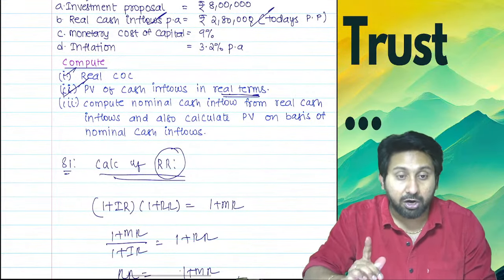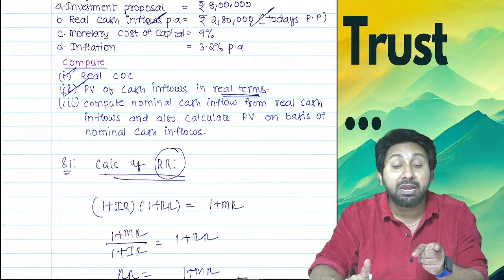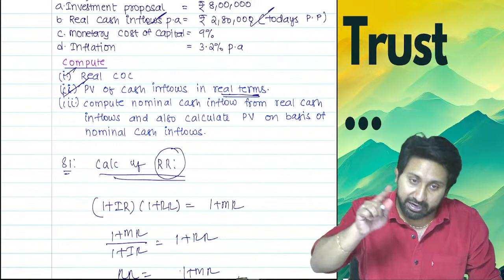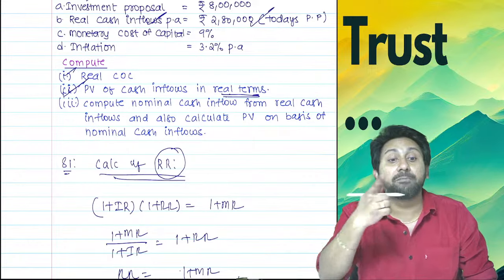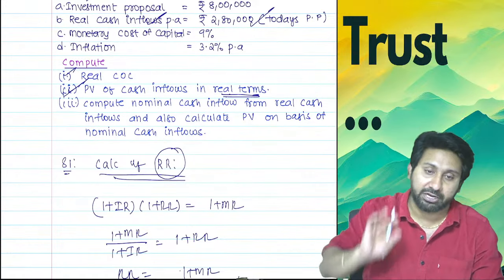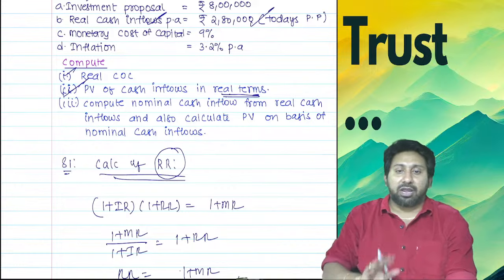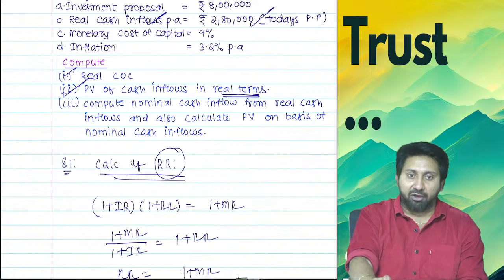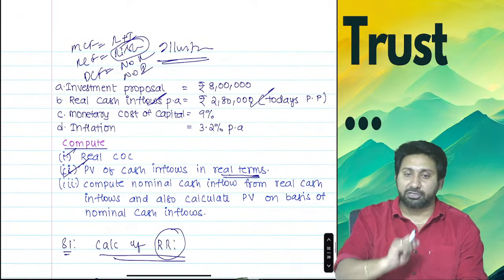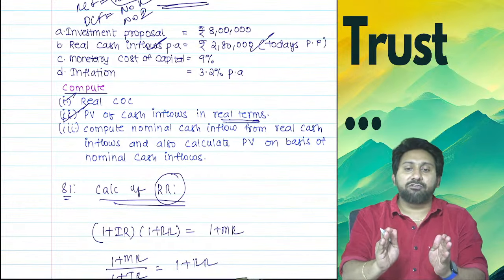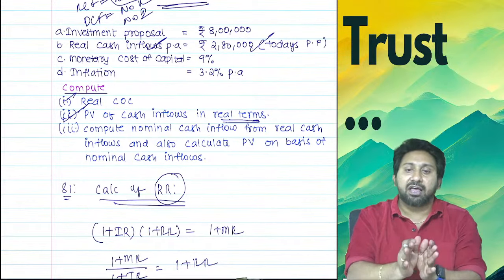Third bit. Compute nominal cash inflow, also called money cash flow, from real cash flows, and calculate present value on the basis of nominal cash inflows. Read the question properly. What is it asking us to calculate? First, I have given you 2,80,000 real cash flow. Real cash flow will contain inflation or risk.